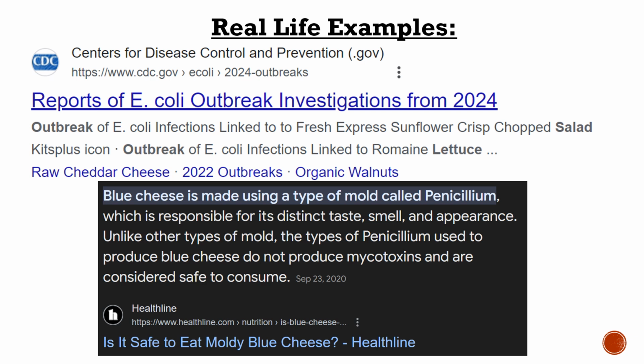Here are some real life examples of outbreaks of those types of contaminants, such as the E. coli outbreak in 2024 over the Fresh Express sunflower crisp chopped salads, and the other outbreak of penicillin that was in blue cheese in 2020.